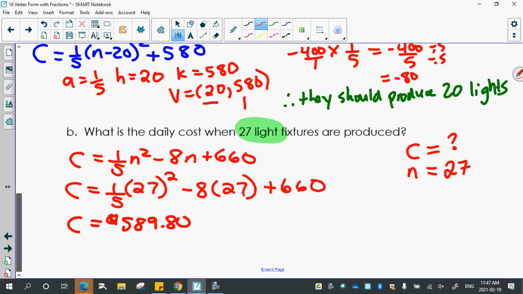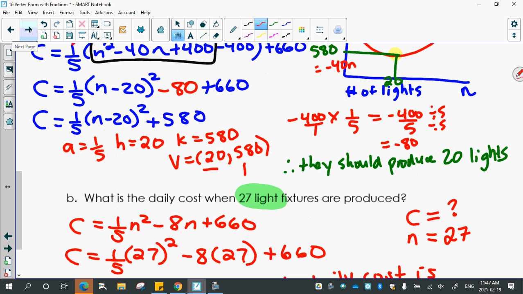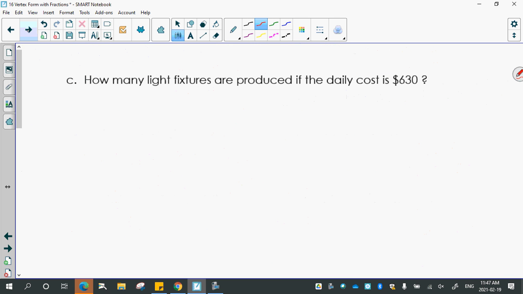All right, so what is the daily cost? Therefore, the daily cost is $589.80. Okay, next one. How many light fixtures are produced if the daily cost is $630? So this time, are they giving me C or are they giving me N? C, and we have to figure out N.